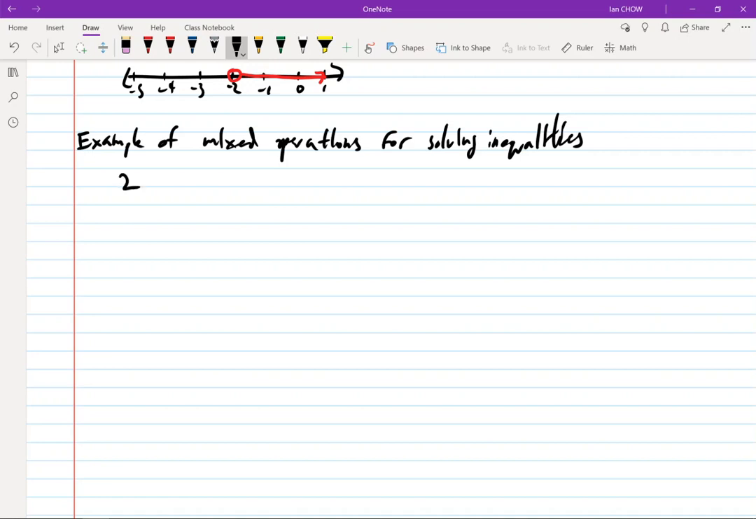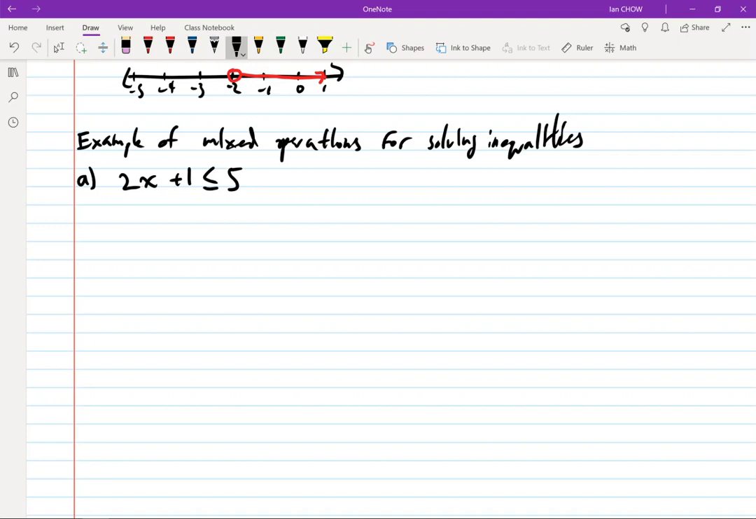2x plus 1 is less than or equal to 5. When we're doing this, the first thing we need to notice is we want to isolate x. We solve this similar to any normal equation, so solving inequalities is fairly similar to solving equations. I want to get rid of the constants first: I want to put all the x's on one side and all the numbers on the other side.